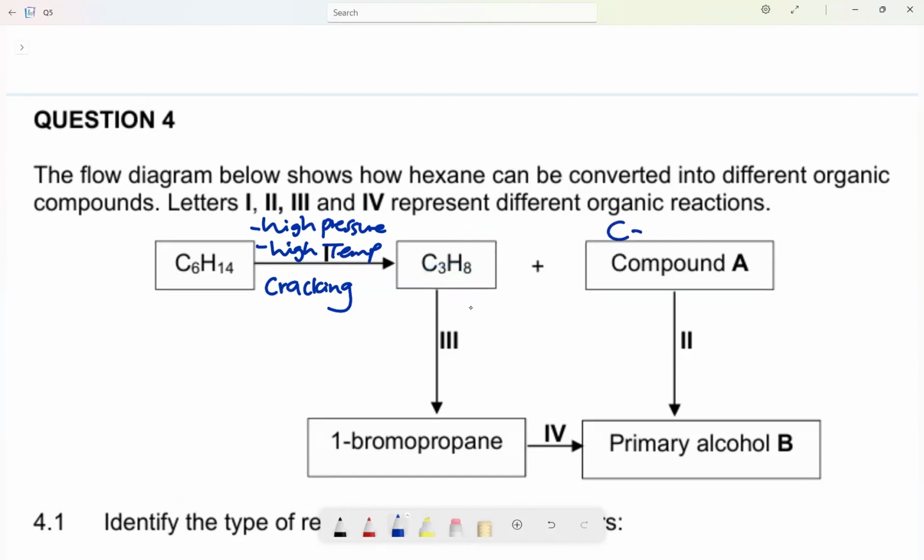We have C3 here, because 6 minus 3 leaves 3. Then 14 minus 8 is 6. So C3H6. This is an alkene. An alkane, right? Yes.